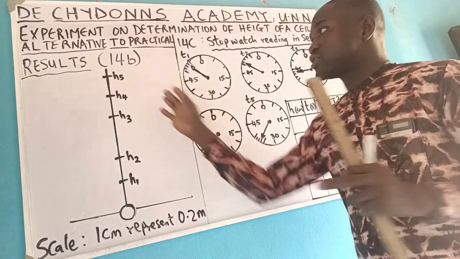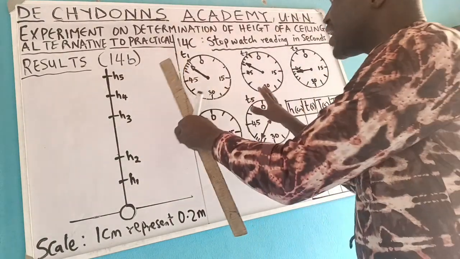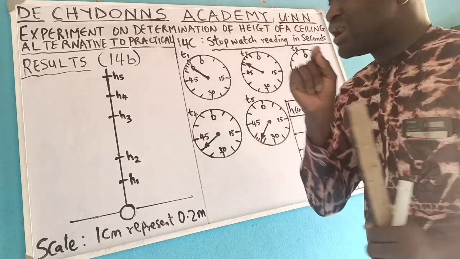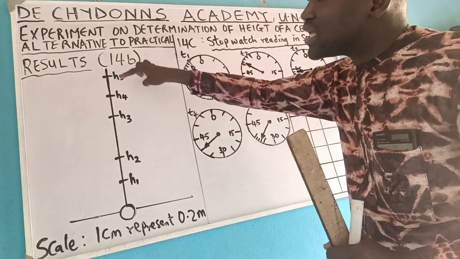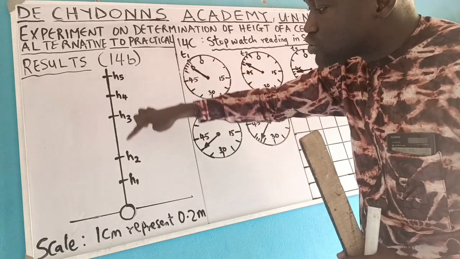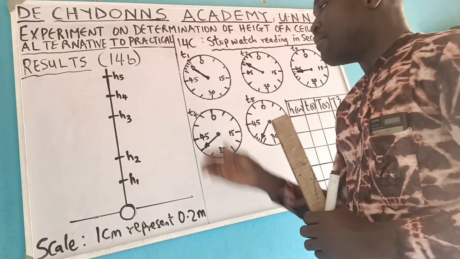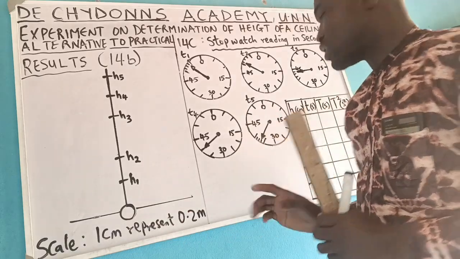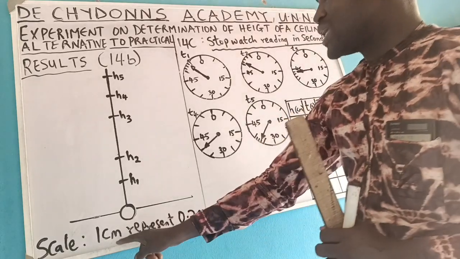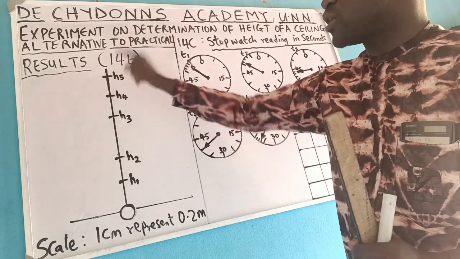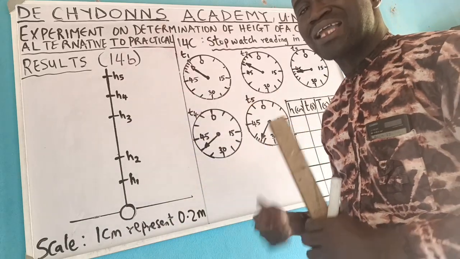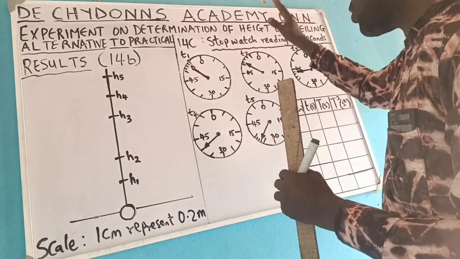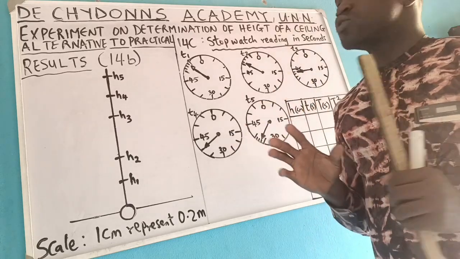Okay, so these are the results of the experiment. They are the ones that provided these results for you. That is why we call it alternative to practical. Your work lies in getting the result, measuring out the measurements given to you, reading off your results, comparing with the scale given to you, and putting it on the table. Each 1 cm gotten from this measurement represents 0.2 meter in actual measurement. So this is for the height and this is for the stopwatch. We want to see how to read it off.